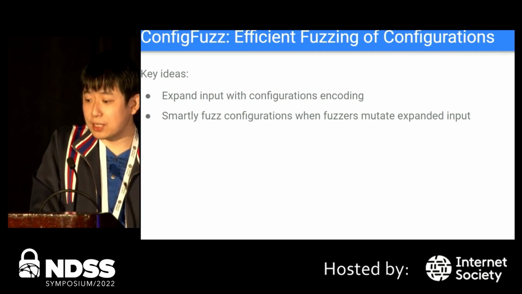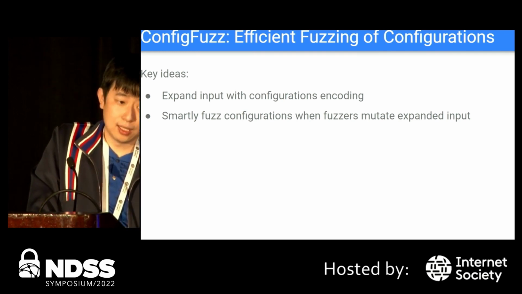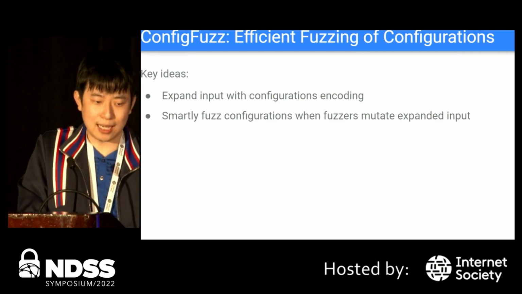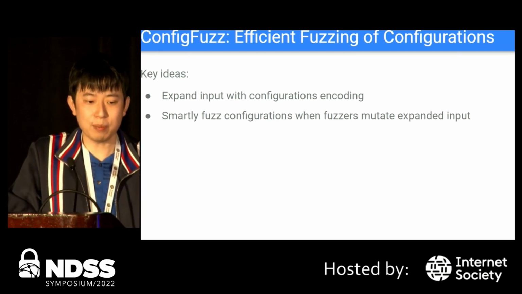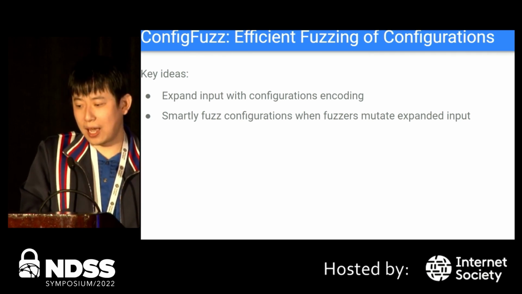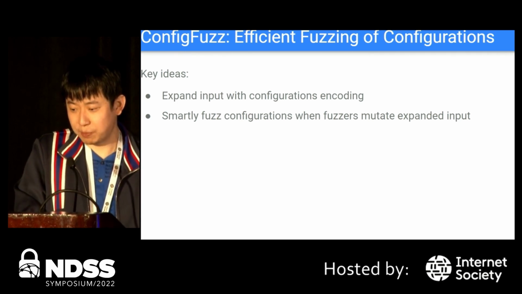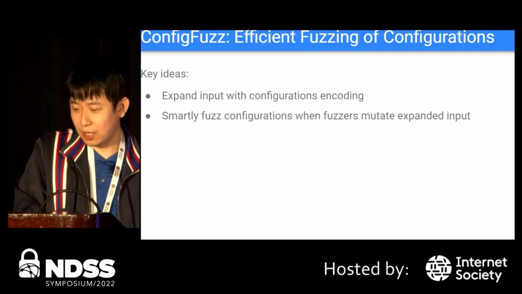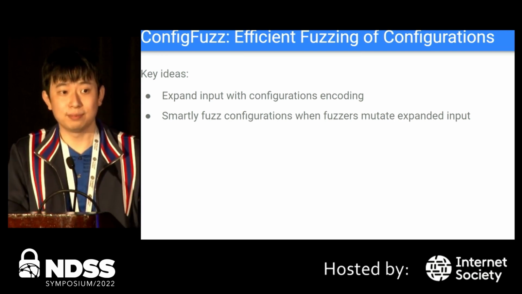Based on these observations, we developed ConfigFuzz. The key idea of ConfigFuzz is that we expand the program input with configurations encoded in it, and we use the fuzzer to smartly fuzz the expanded input with the fuzzer's feedback loop.